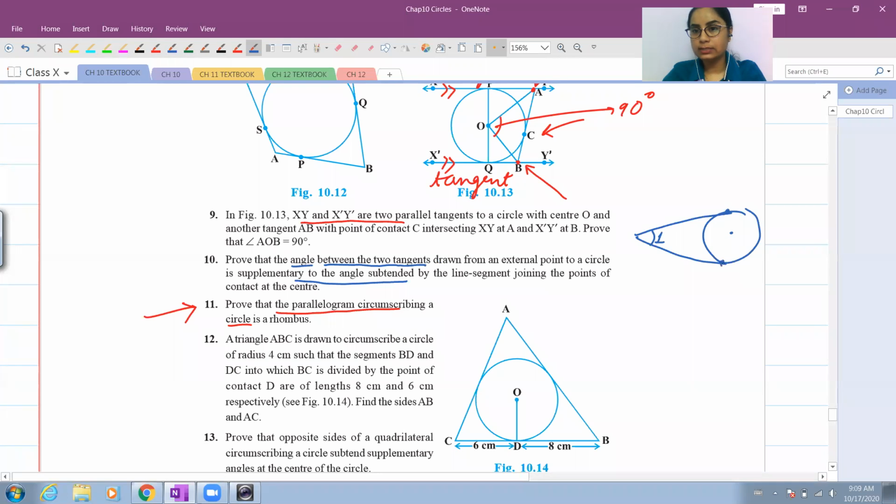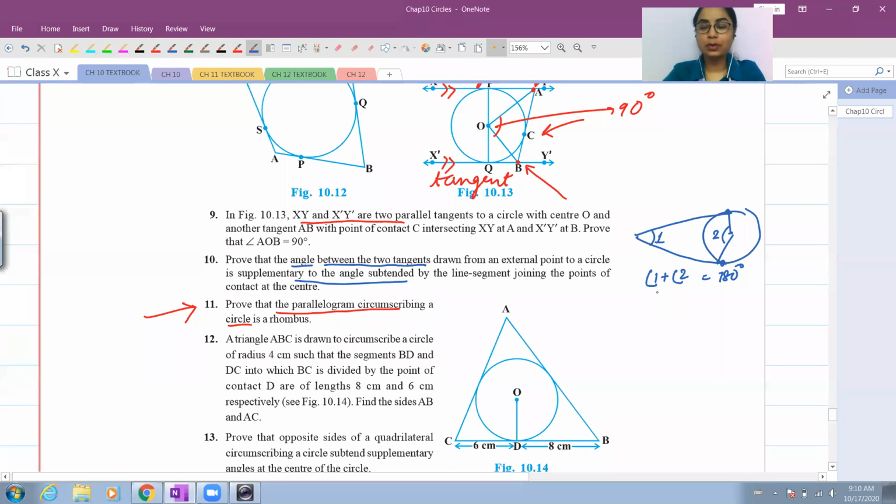So point of contacts ये बन रहे हैं, इनको center से join कर दो, इनके बीच में जो angle बन रहा है, these two. You want to prove angle 1 and angle 2 is supplementary, 180 degrees. This is the result that I had mentioned after theorem 10.2 as a note, and I discussed the proof for this as well.